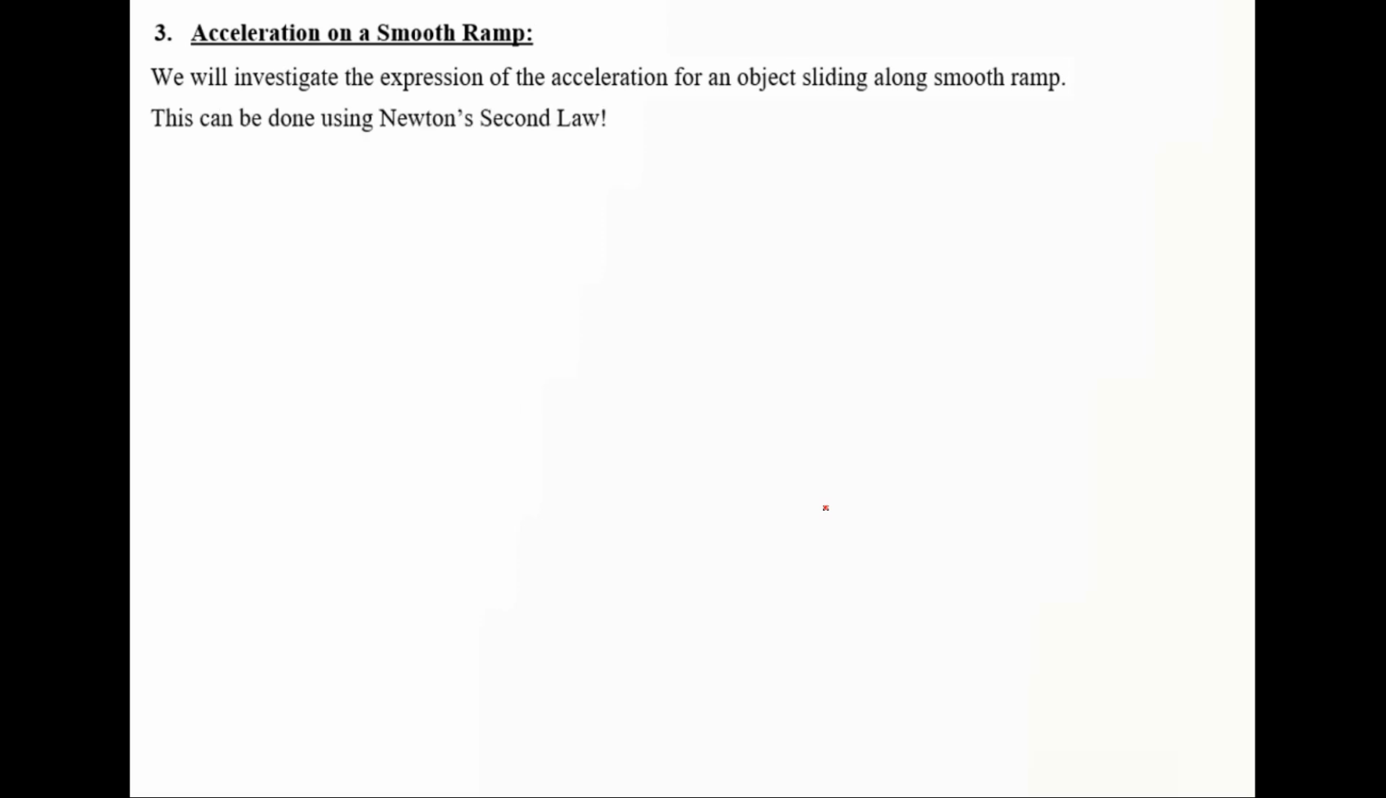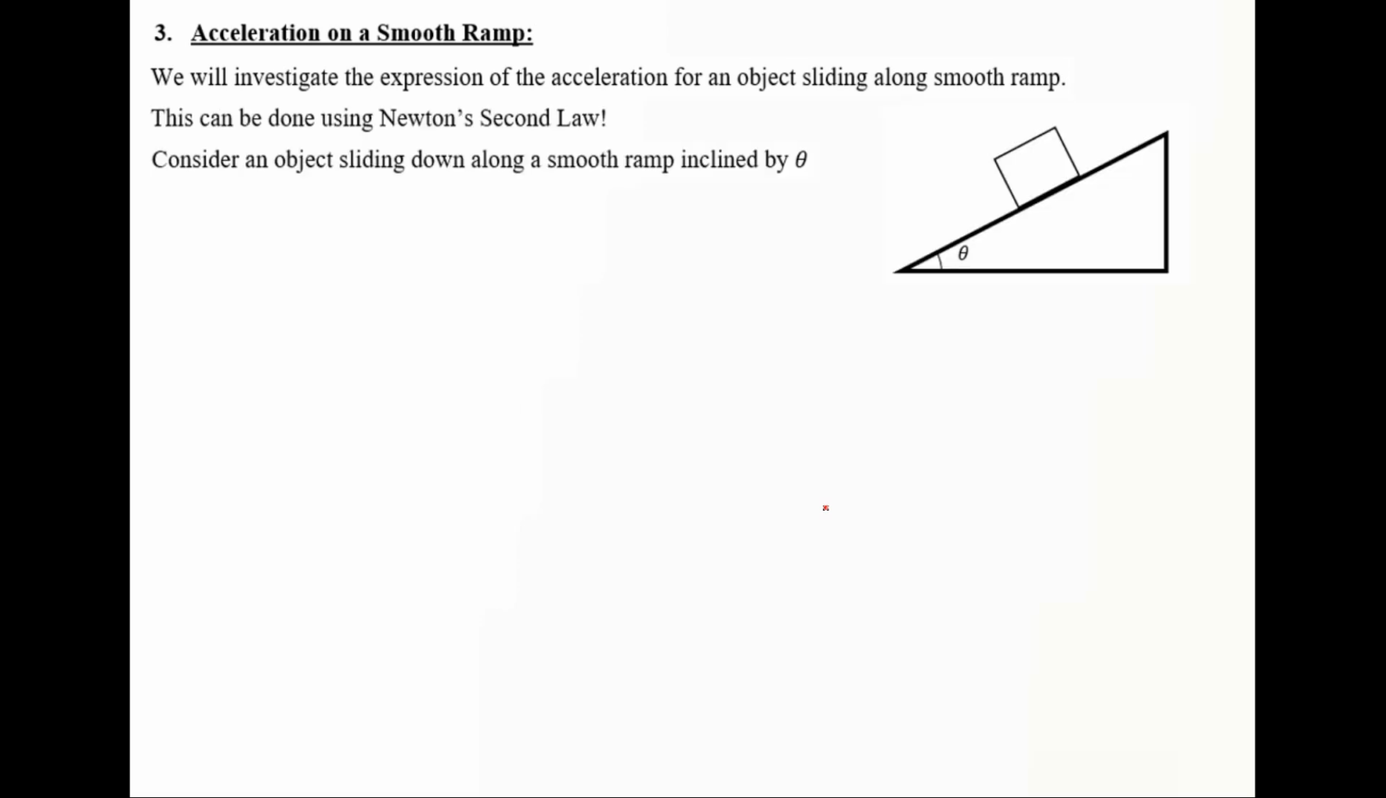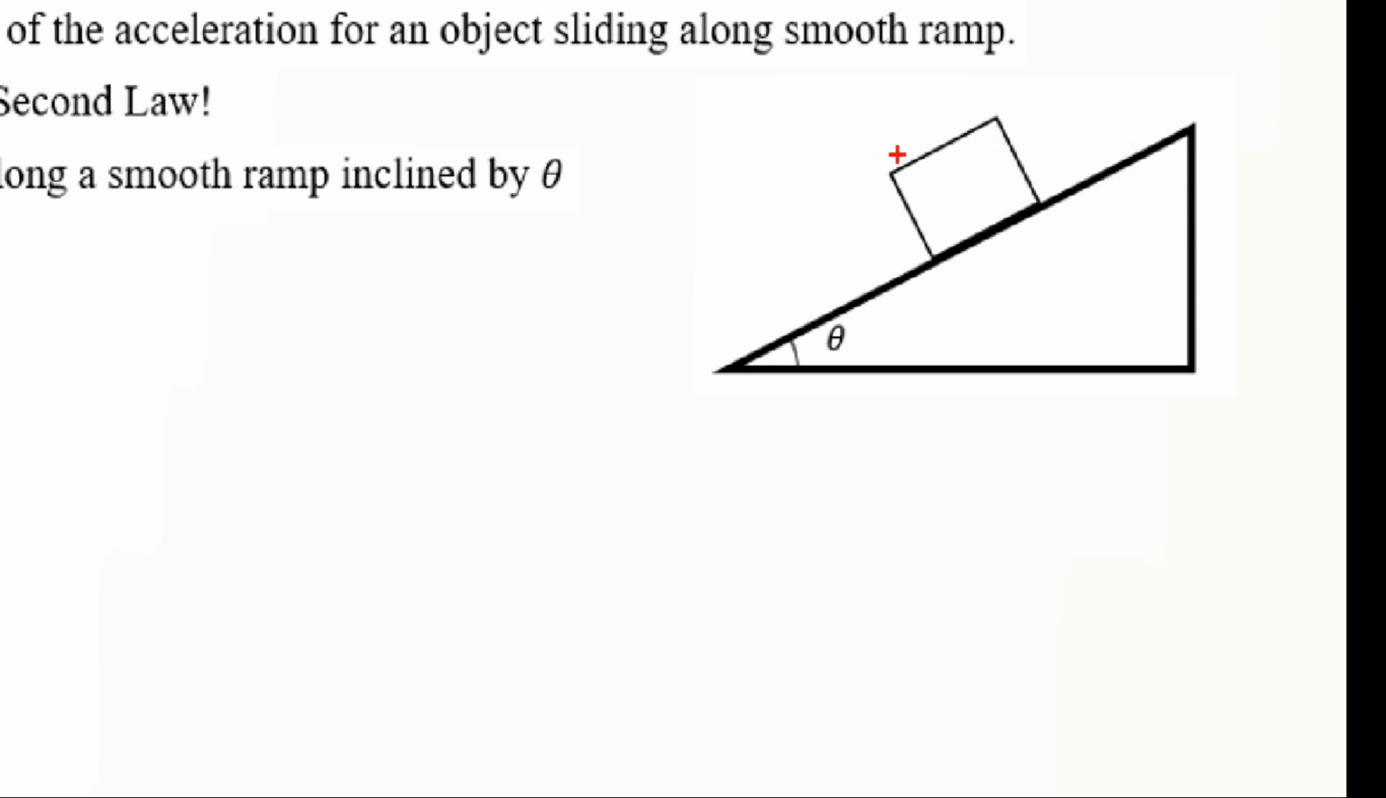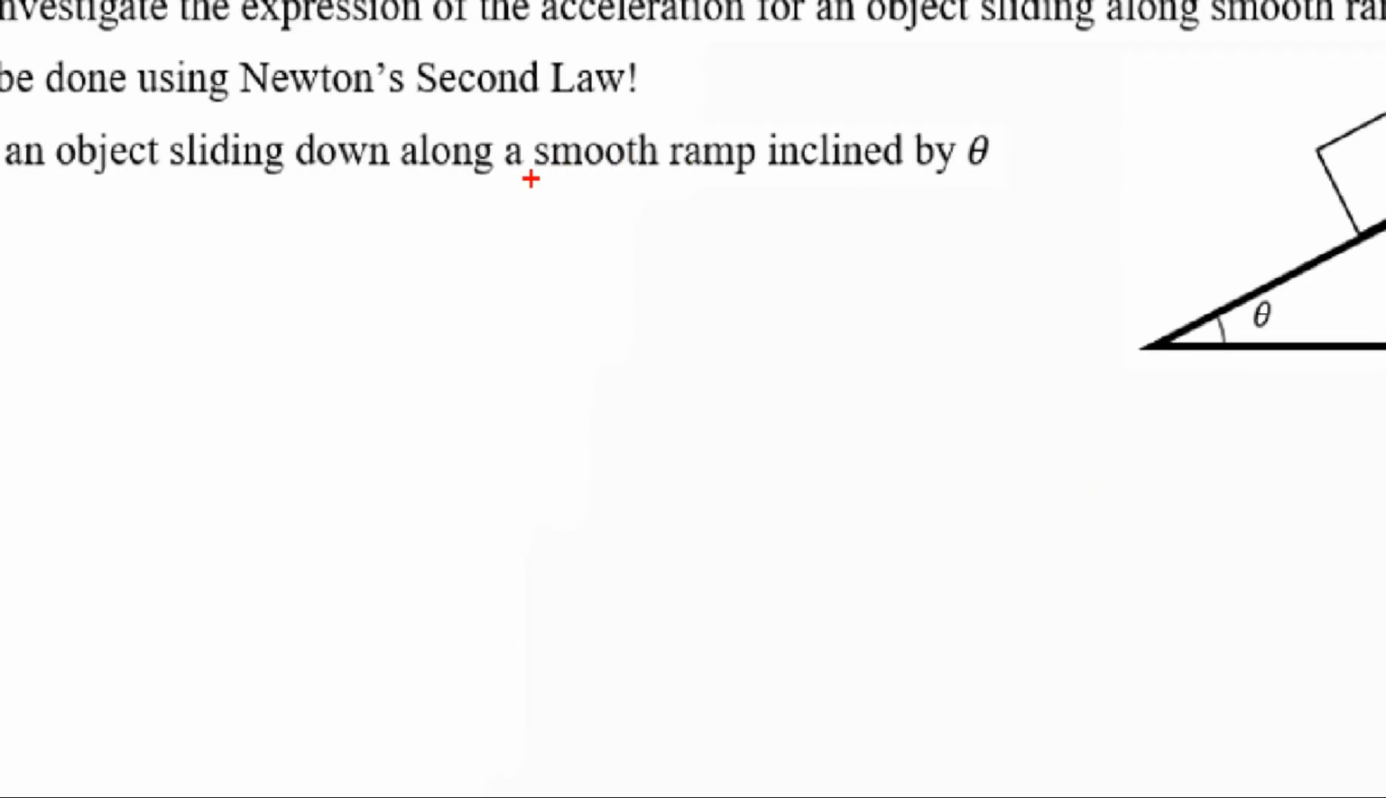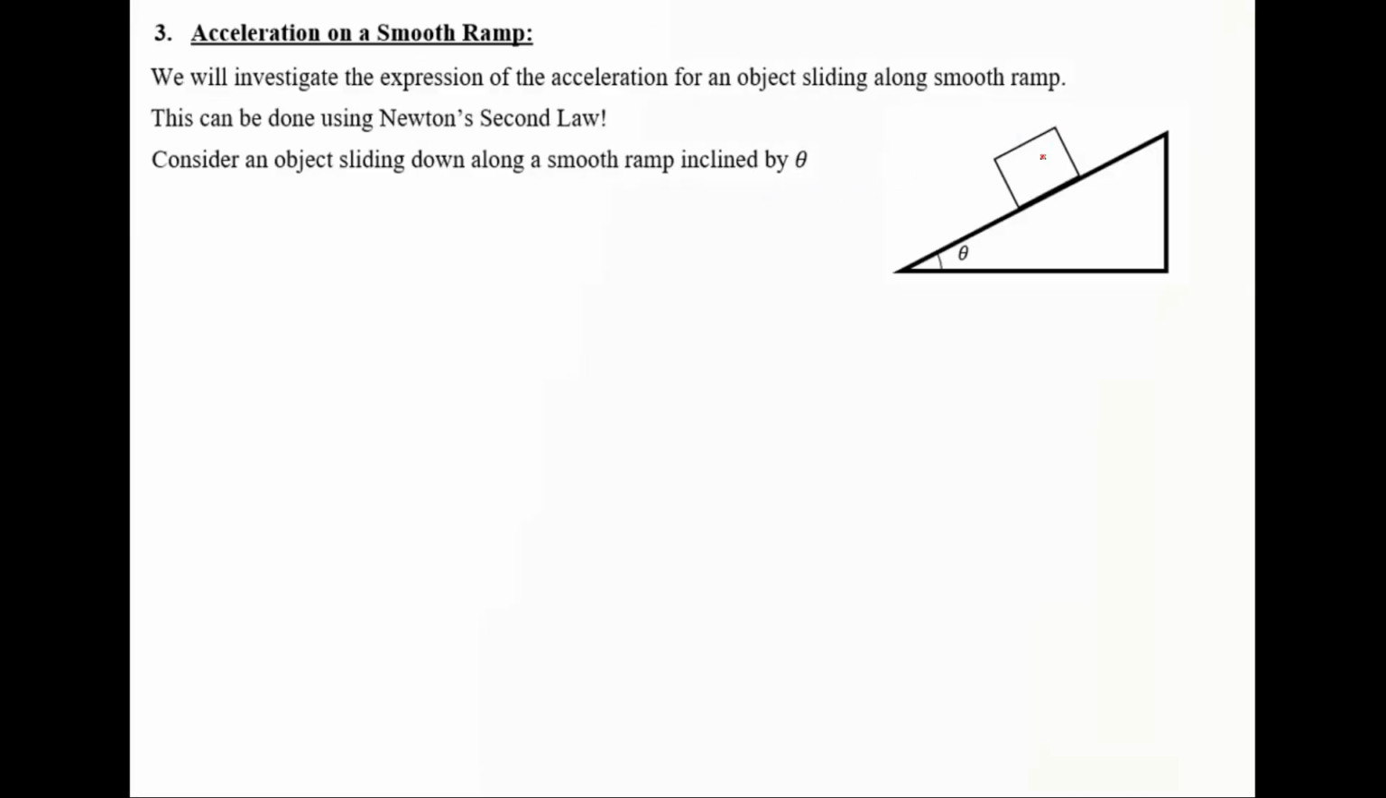Now section 3, acceleration on a smooth ramp. We will investigate the expression of the acceleration of an object sliding along a smooth ramp. This can be done using Newton's second law. Consider an object sliding down along a smooth ramp inclined by theta. So here we have a box. The ramp is considered to be smooth, then we will neglect friction.